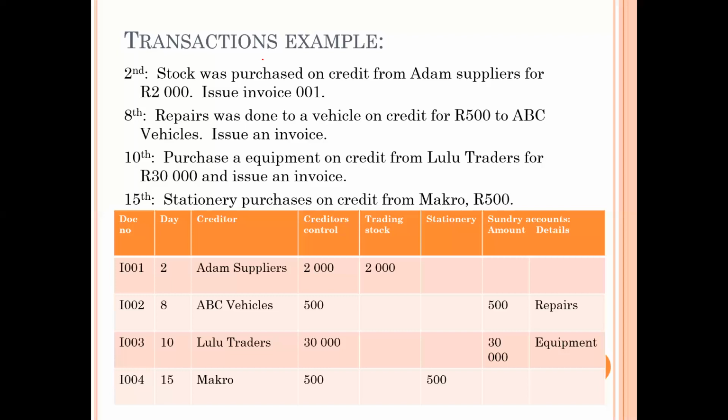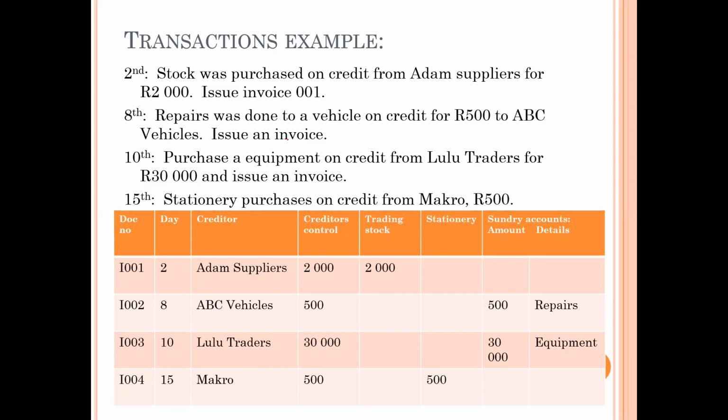Next transaction on the 8th, let's just first read the transaction. Repairs were done to a vehicle on credit for 500 Rand to ABC Vehicles, issue an invoice. So let's just first look at what information we have in the transaction. We do have the date, the 8th. It was repairs done to a vehicle for 500 Rand. We've got the name of the business, ABC Vehicles, and we know it's an invoice.